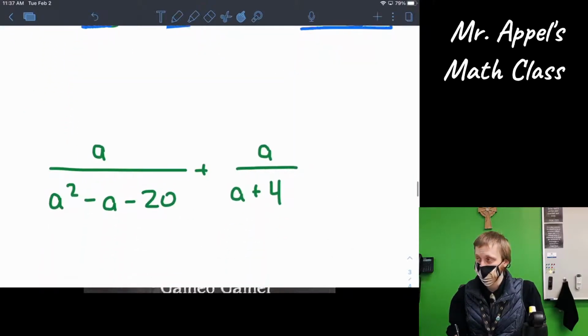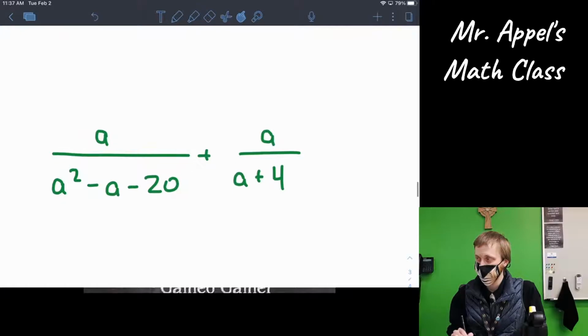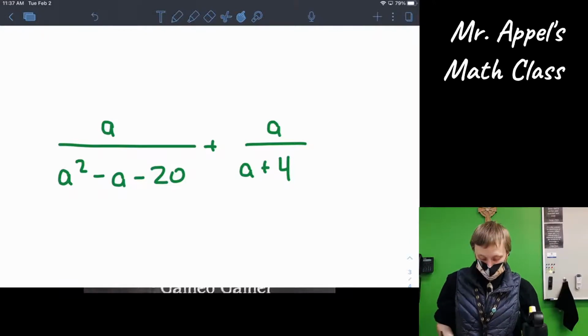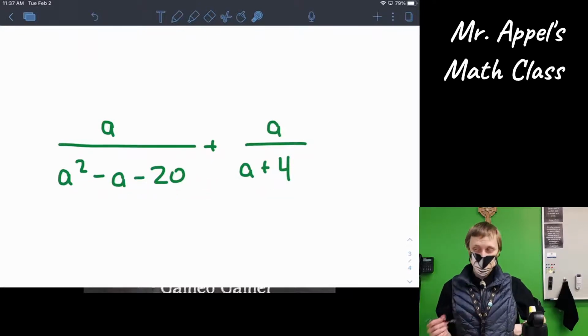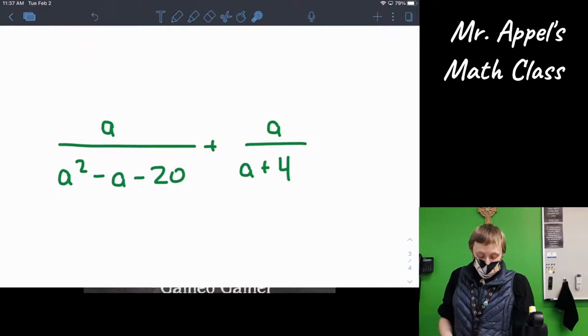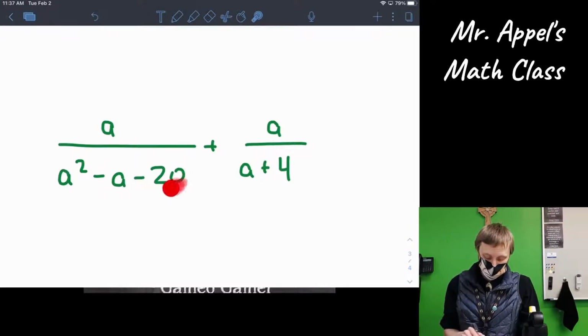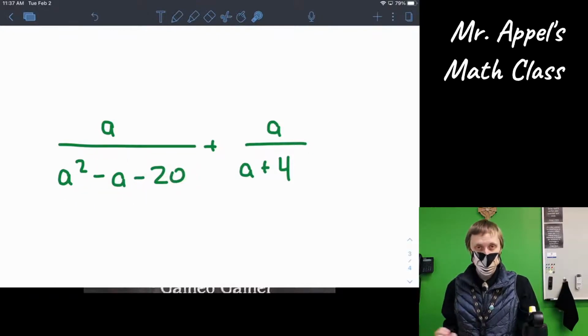How about this one? Let's try this on for size. Is there a way I can make the denominators look the same? Ooh, maybe. This is plus 4, this is minus something, I don't know. Hold on, what is this? This is a whole quadratic down here, right?